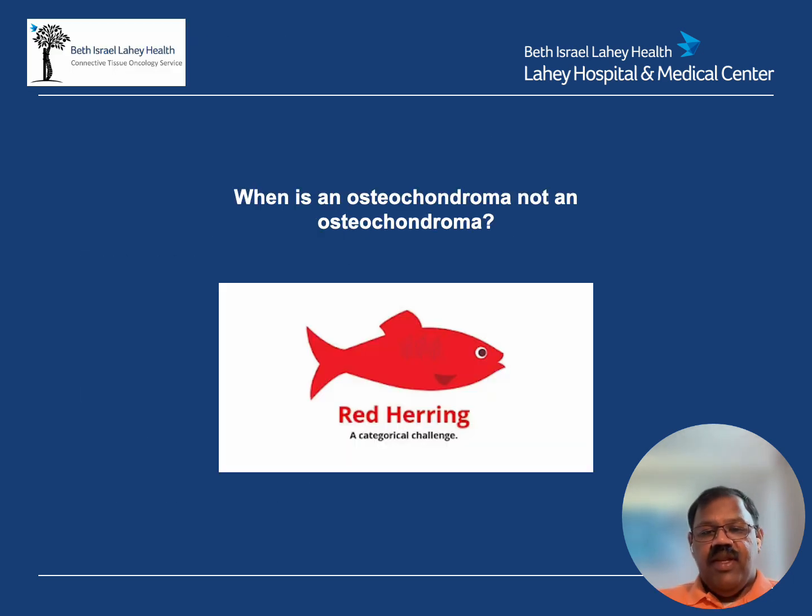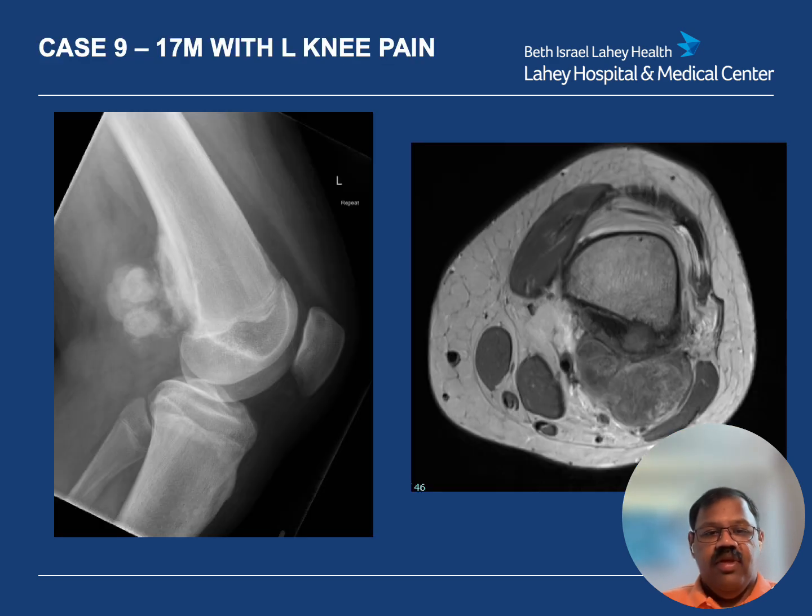So again, another red herring. When is an osteochondroma not an osteochondroma? So here's an example of a patient. It is a 17-year-old gentleman who presented with left knee pain. You can see on the lateral radiograph, there's this cloud-like, chalk-like calcification pattern seen in the posterior soft tissues with a focal periosteal reaction, or at least periosteal elevation.